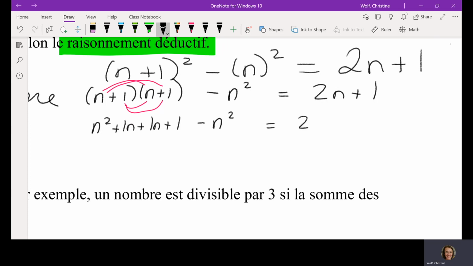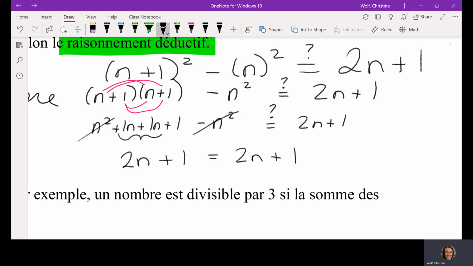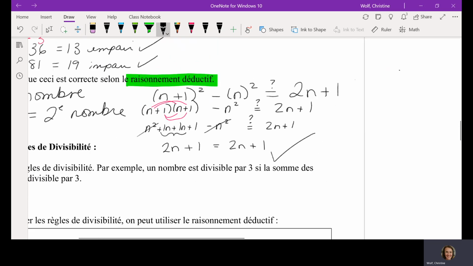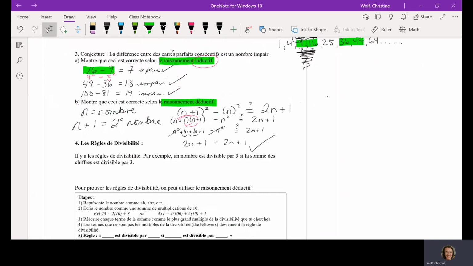Moins n carré égale 2n plus 1. It's like we're kind of putting a question mark here. Est-ce que c'est égal à? Is it true? So, quand je simplifie à la gauche, n carré moins n carré annule. And then, je peux simplifier 1n plus 1n à 2n. And then, tout ce qui reste, c'est un 1. So, voilà, je reçois que le côté gauche égale le côté droit. Alors, on a juste prouvé avec le raisonnement déductif que oui, la conjecture ici était vraie. Whenever you subtract two consecutive perfect squares, la réponse est toujours impaire.